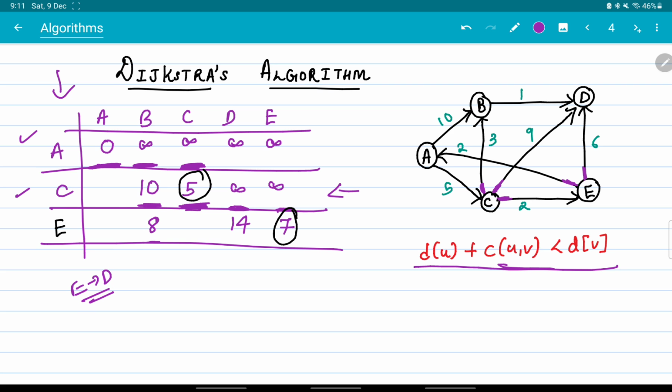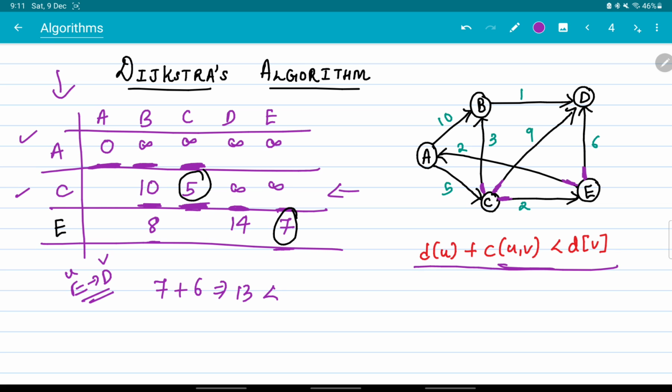Now since you can see here D is not a visited vertex, so I can check for E to D. Now E becomes my U and D becomes V. What is the distance of E? The distance of E, that is the current present distance from the table, is 7. 7 plus the cost of going from E to D. From the graph you can see the cost is 6. 7 plus 6 is 13.